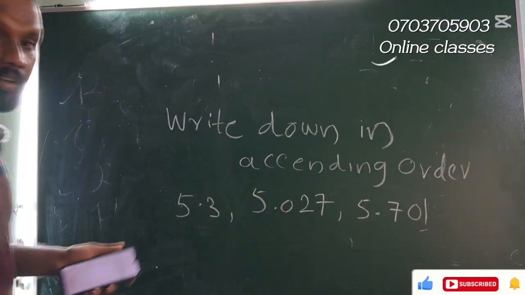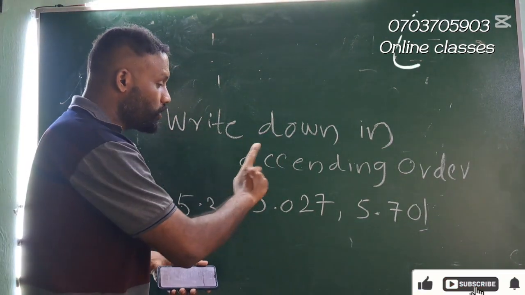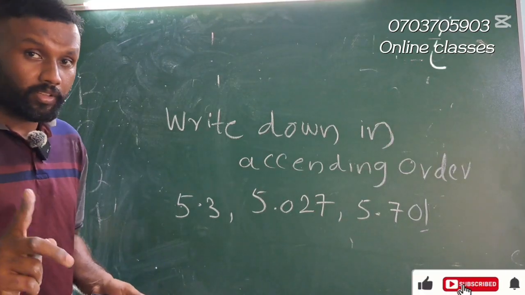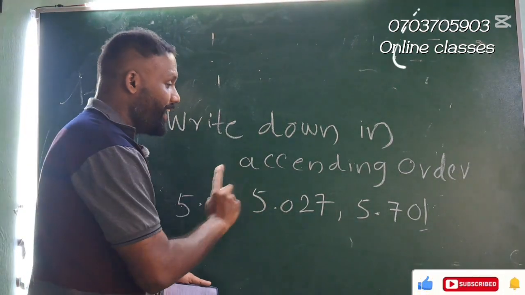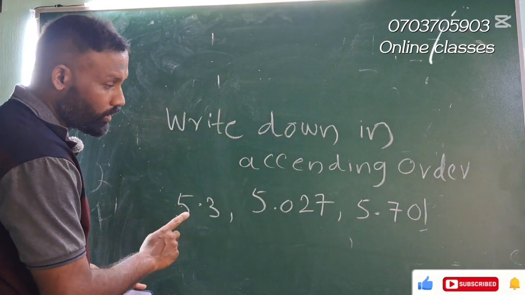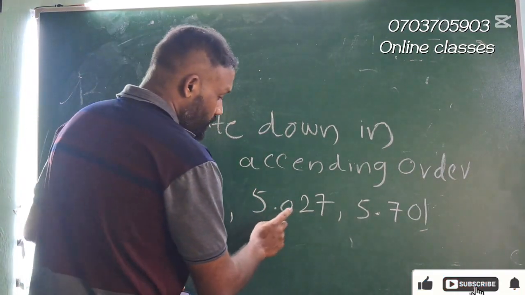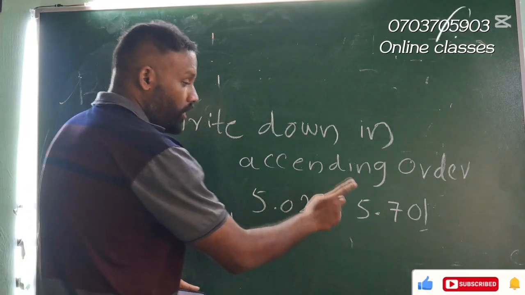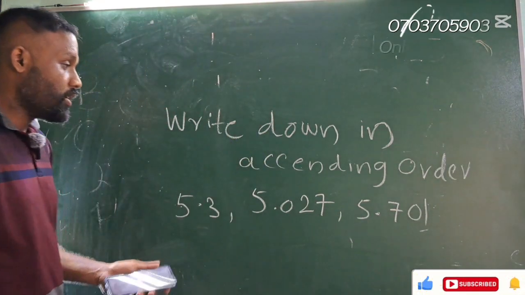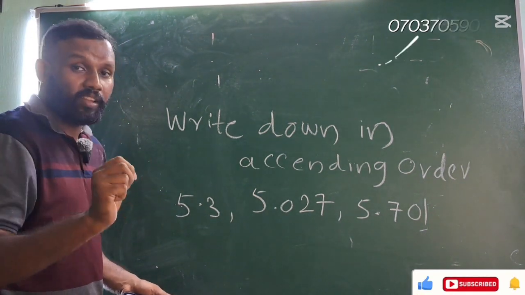360. Next question is, write down in ascending order. Look at this one. All the numbers are decimal numbers: 5.3, 5.027, 5.701. We have to arrange these numbers in ascending order.